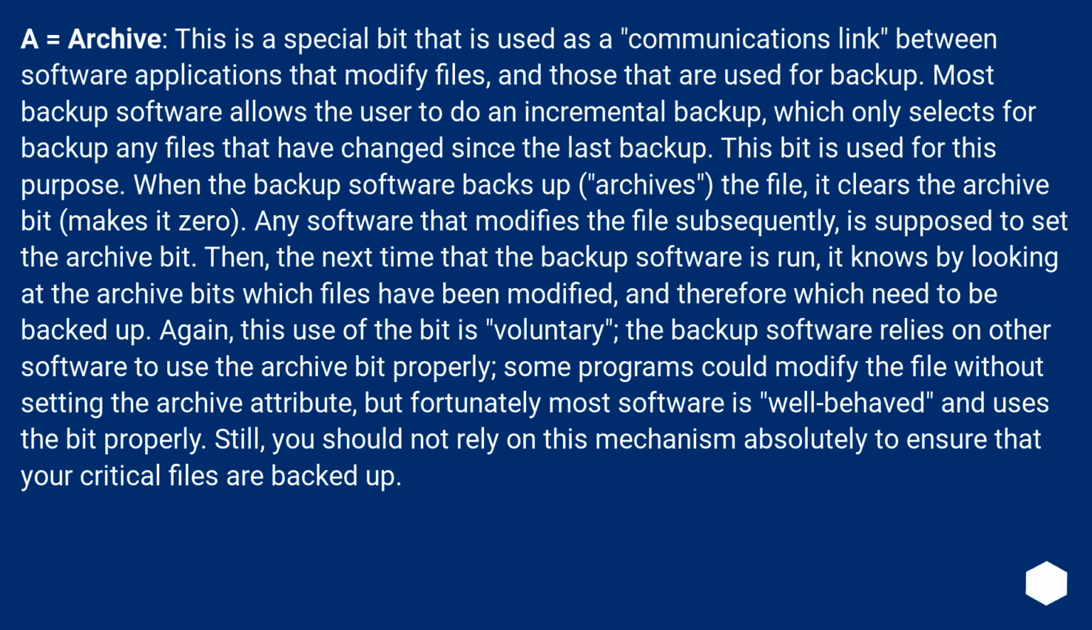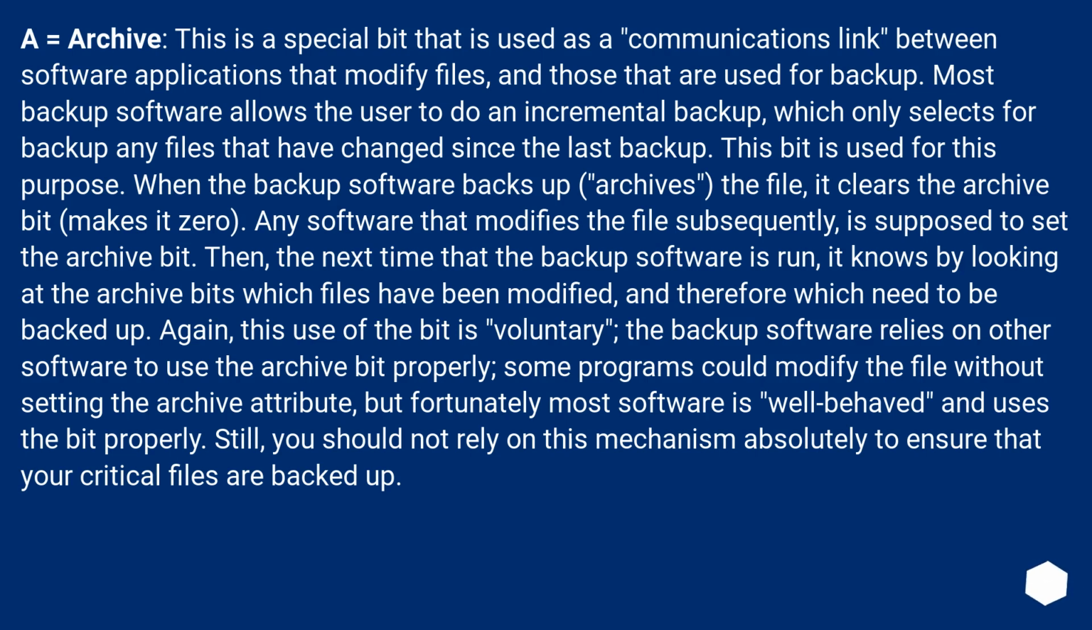When the backup software backs up, archives the file, it clears the archive bit, makes it 0. Any software that modifies the file subsequently is supposed to set the archive bit. Then, the next time that the backup software is run, it knows by looking at the archive bits which files have been modified, and therefore which need to be backed up.